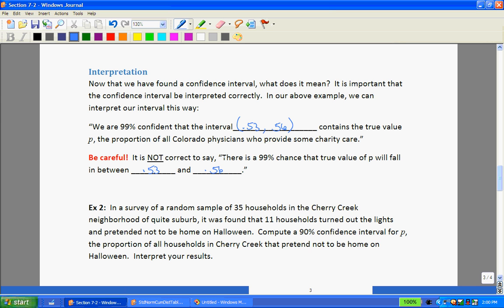Although those seem similar, they're not really similar. So the correct way, we are 99% confident that the interval contains the true value, as opposed to saying the value falls in there. And the difference there is because this 99% that we're getting is saying we could come up with various different intervals, and 99% of the time it's going to contain the true proportion, and maybe that one time it's not. So it's not about the value falling inside of it, it's that the interval contains it. So be very careful when you go to interpret these results.